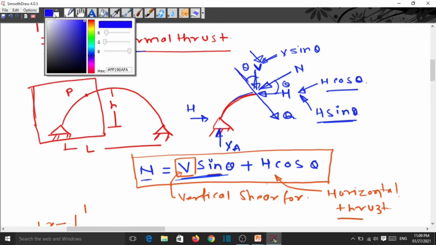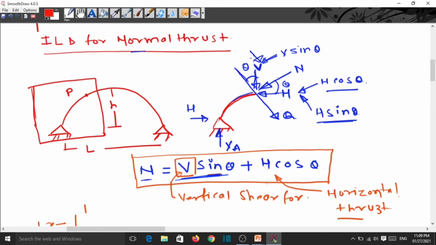Now here, this downward is considered as positive. So this point is what? V cos theta, this vertical force. Now this direction and the direction is same. So we can say that here the Q is equal to V cos theta.